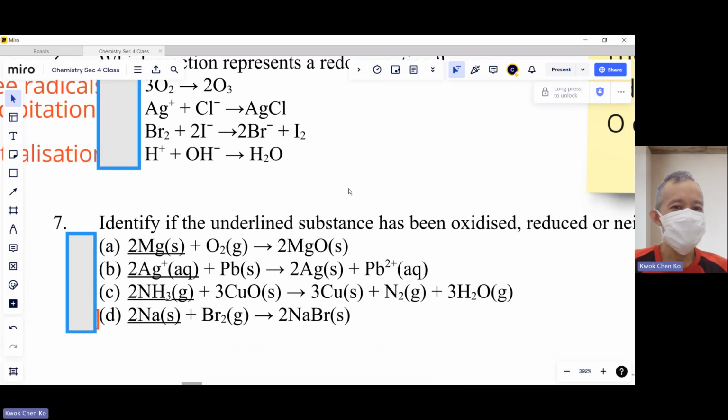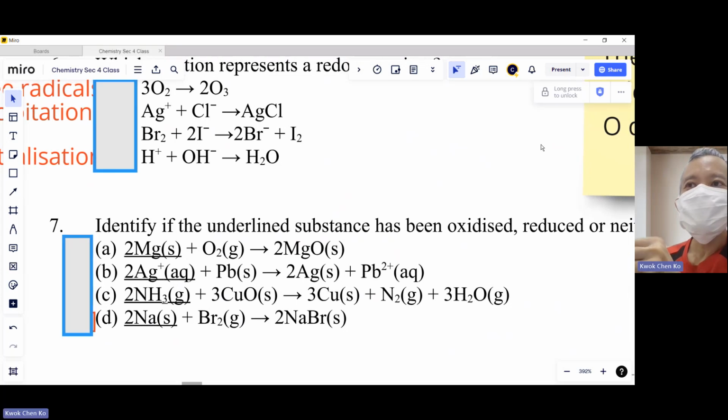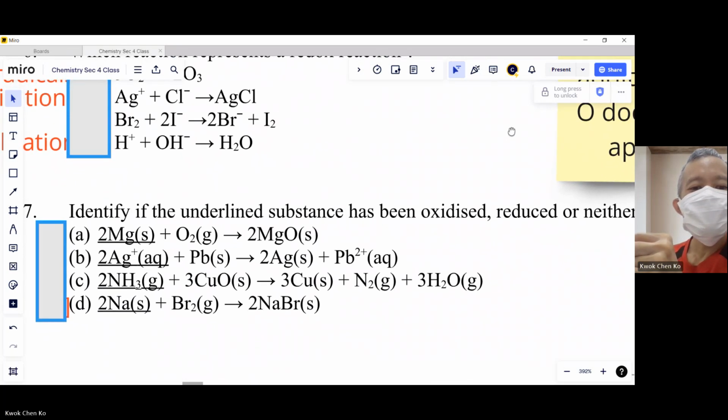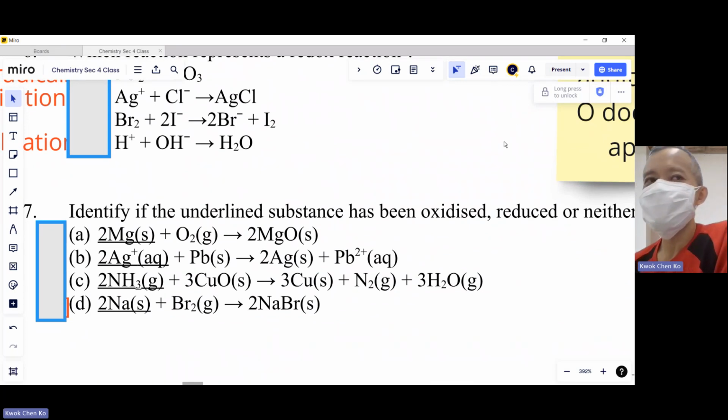But the simpler version. O2 gains electrons, and Mg gains oxygen. Hence it's reduction. Then Mg is gain oxygen. You're more interested in Mg, yeah? You're not interested in O2. So Mg is oxidized. This one, then you can look at your electrons since you like electrons so much.